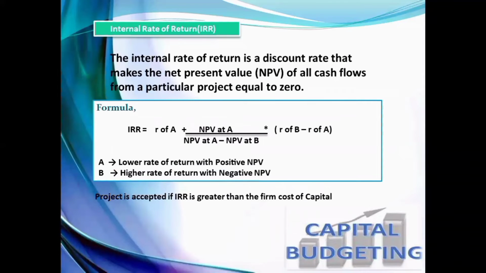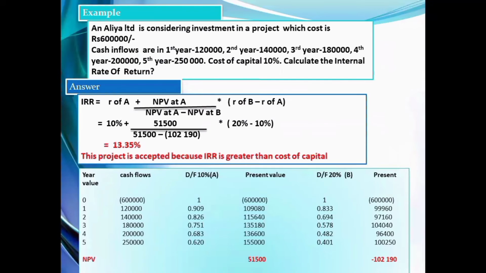Next one is internal rate of return. The internal rate of return is the discount rate that makes the net present value zero. According to this formula, we can calculate the IRR: rate of A plus NPV at A divided by NPV at A minus NPV at B, into rate of B minus rate of A. A means the lower rate of return with positive NPV. B means the higher rate of return with negative NPV. A project is accepted if IRR is greater than the firm's cost of capital.